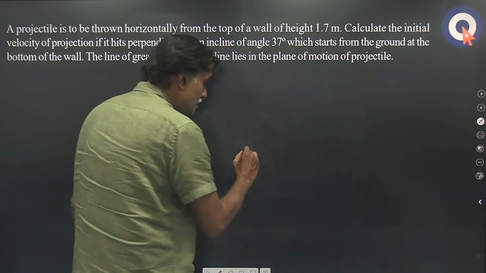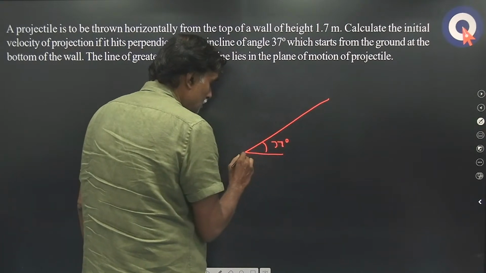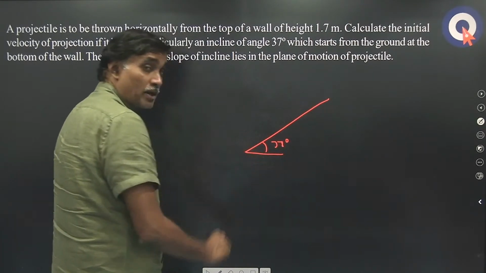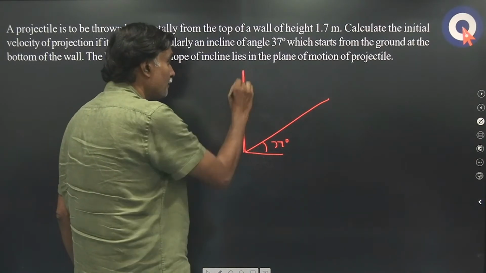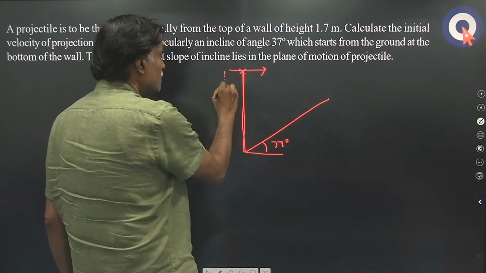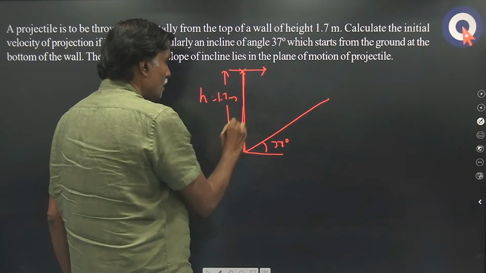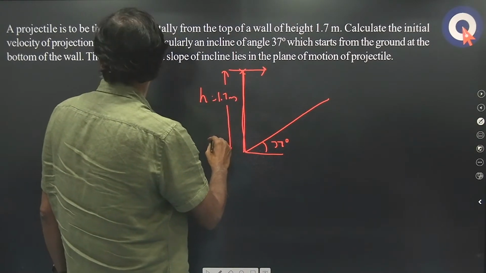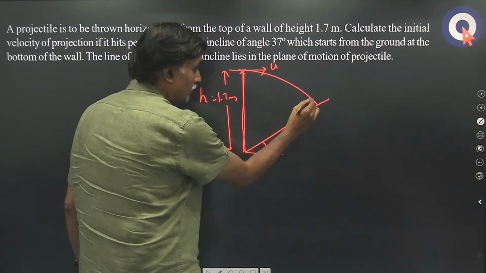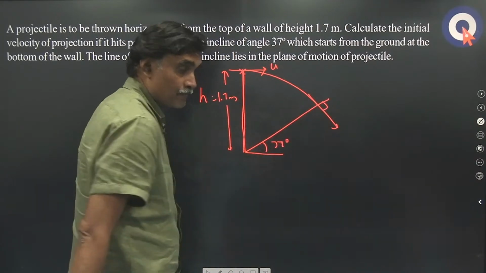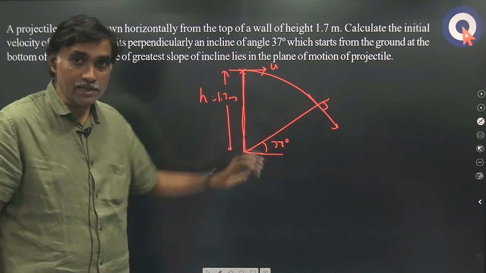Okay. Now, this is an inclined plane. This angle is 37 degrees. The bottommost point of the inclined plane is below the wall. So, the particle is projected from somewhere here horizontally. The height of this wall is 1.7 meters. It is projected horizontally with a velocity of some u, let us say. Then it has to collide with the inclined plane normally, perpendicularly.